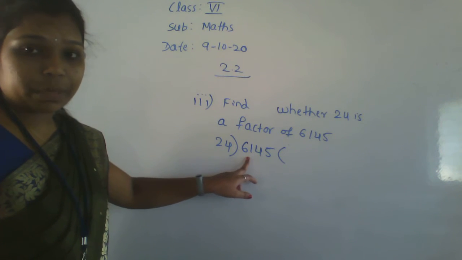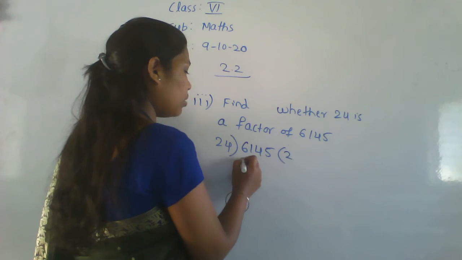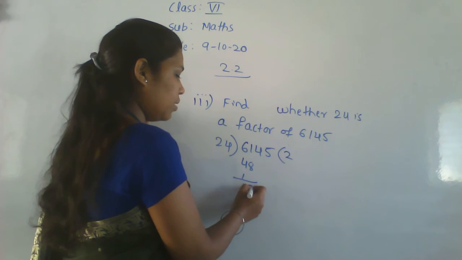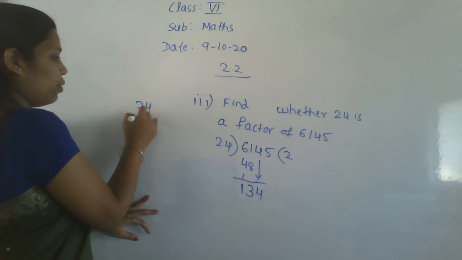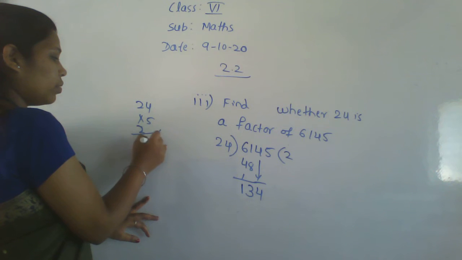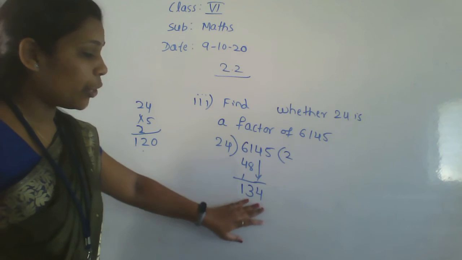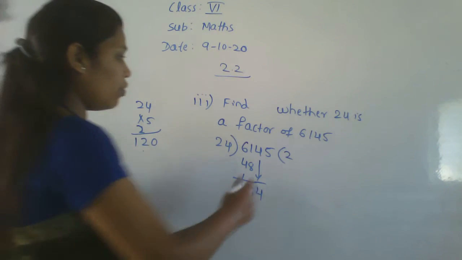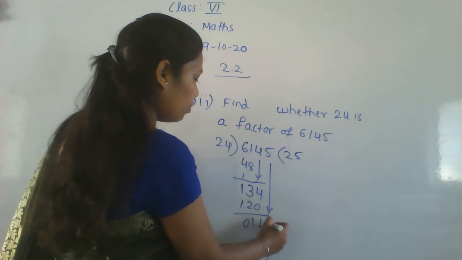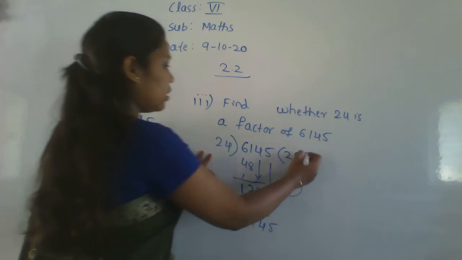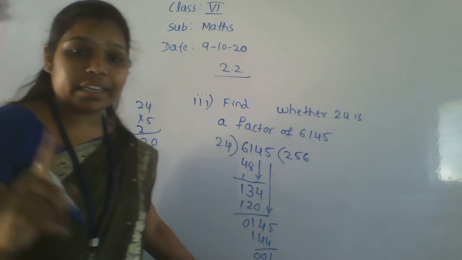We can't take 72 because it's greater than 61, right? So first you have to take 24 twos are 48. 11 minus 8 is 3. 6 minus 5 is 1. Now take here 4. 24 sixes are 144. Here 134 is there, so we have to take 24 fives are 120. Here 14. Now take the 5 value. 24 sixes are how much? 144. We are left with a remainder of 1 here.